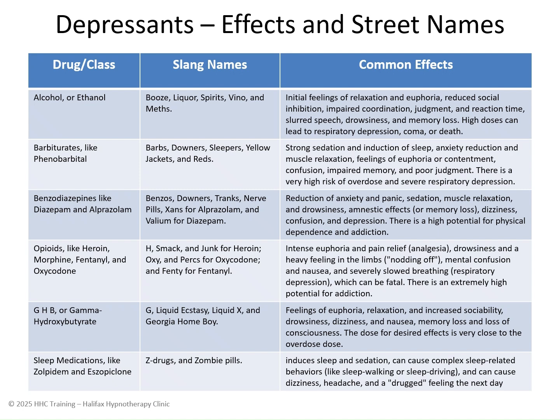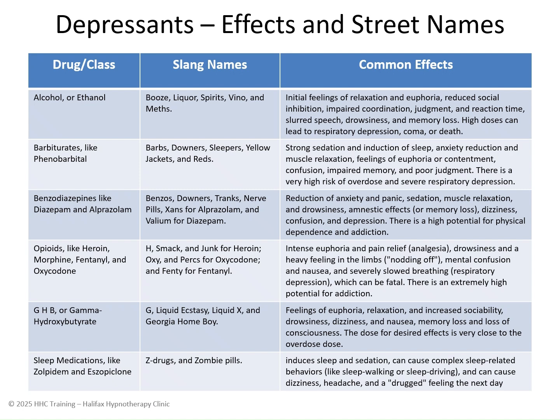For opioids, like heroin, morphine, fentanyl, and oxycodone, slang names include H, smack, and junk for heroin, oxy and perks for oxycodone, and fenty for fentanyl. Common effects include intense euphoria and pain relief, analgesia, drowsiness and a heavy feeling in the limbs, nodding off, mental confusion and nausea, and severely slowed breathing, respiratory depression, which can be fatal. There is an extremely high potential for addiction.